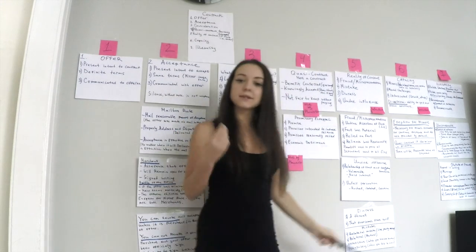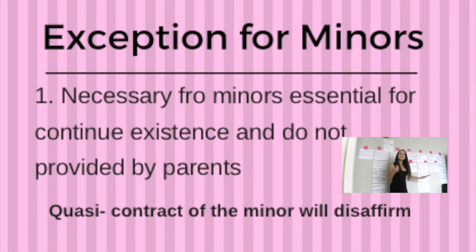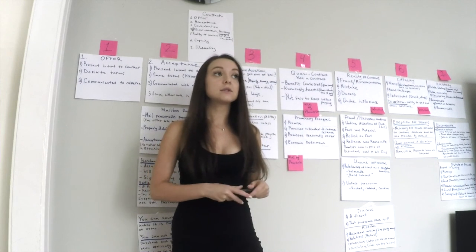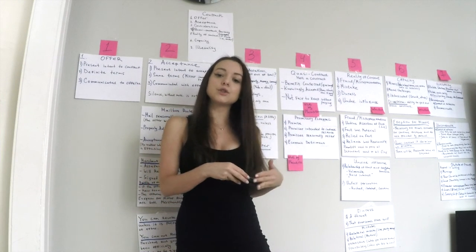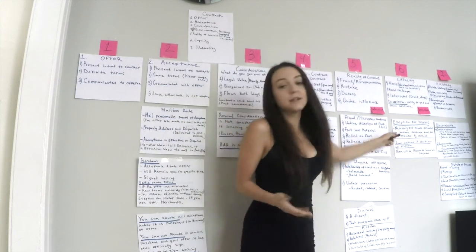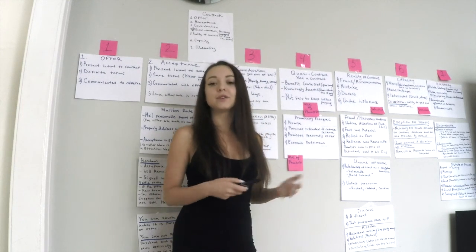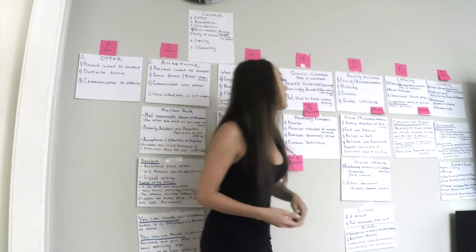Also, there is an exception for minors. If it's necessary for minors, essential to continue existence and not provided by parents, like you buying clothes for your children, that's you entering the contract, the parents do not provide it, so it is necessary for existence. It's the things which minors cannot exist without.